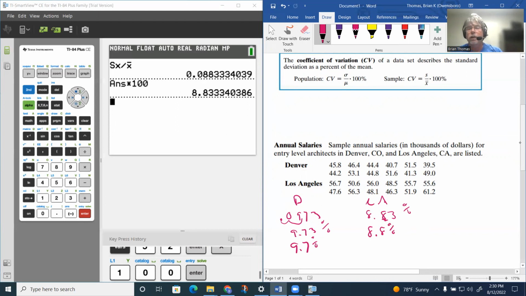So that would be the coefficient of variation for LA. And you can see that there's slightly a little bit more variation in Denver than LA, but I don't know if that is really a big difference percentage-wise. It's slightly, but not a big difference in variation. So they're very close together. So that's how we can do the coefficient of variation using the TI-84.